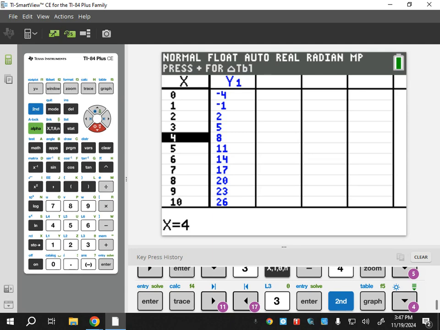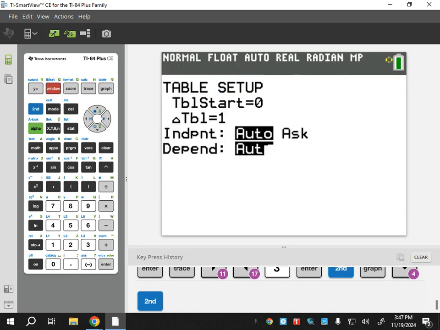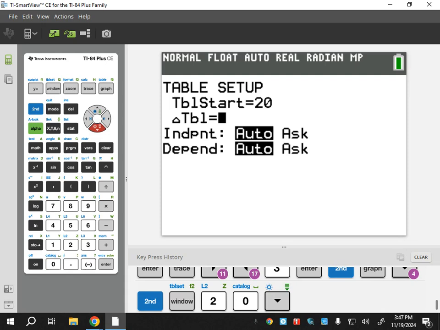If I wanted a specific number to start at, let's say I'm interested in our function when the x values are 20 and above, I could go to table set, which is in blue above window, so I would hit second window. This is asking me what I want my table to start at. Normally it's 0, but I can put in something specific, like I want it to start at x equals 20, and I can also change what it's going by. I can change it to go by halves or 5s or 10s or whatever I want.